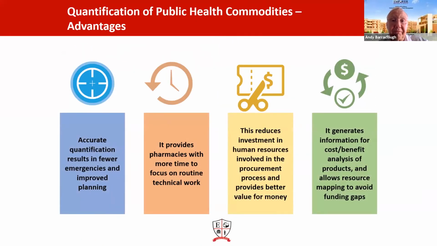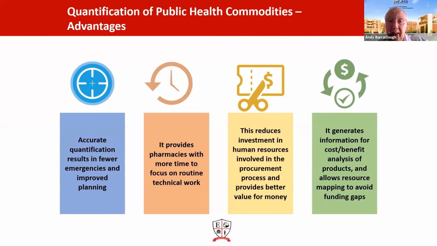The point around the advantages, which are often forgotten, is that investing the time, the money, the effort, the techniques in quantification is absolutely cost-effective and worthwhile. If we under-order, then we're into emergency procurements. Emergency procurements are always far more expensive. If we over-order, we're into wasted stock. So it's important to make the most accurate quantification we can, and that means investing time, effort, money, and planning into the quantification.